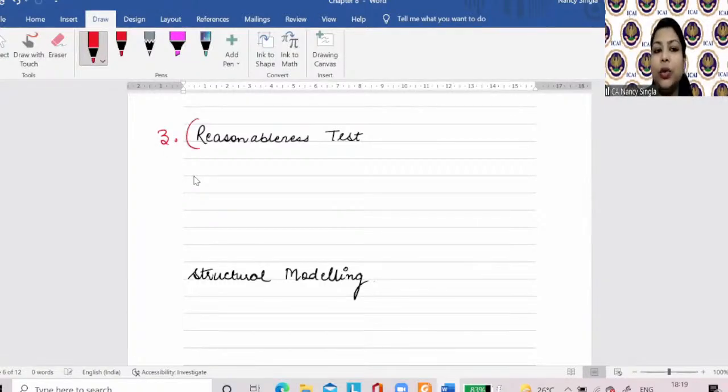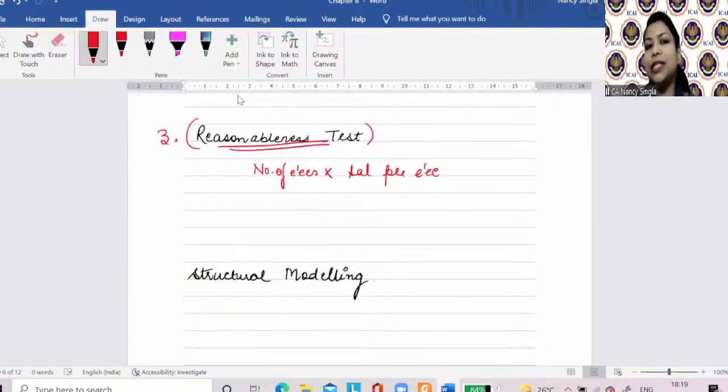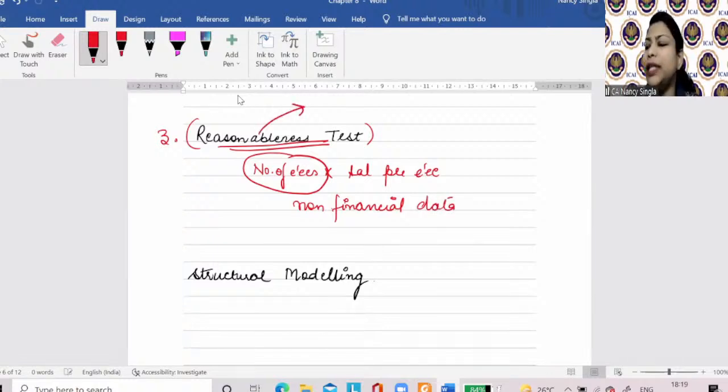Reasonableness test. And students, if you remember, when I started explaining analytical procedures, I gave you an example of number of employees multiplied by salary per employee. I told you that this is one of the analytical procedures that an auditor can use. Basically, when an auditor is applying the reasonableness test as an analytical procedure, he is using non-financial data. First of all, tell me one more thing. What is reasonable? I can say fair enough.